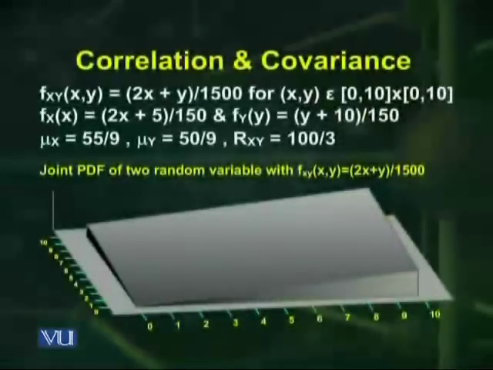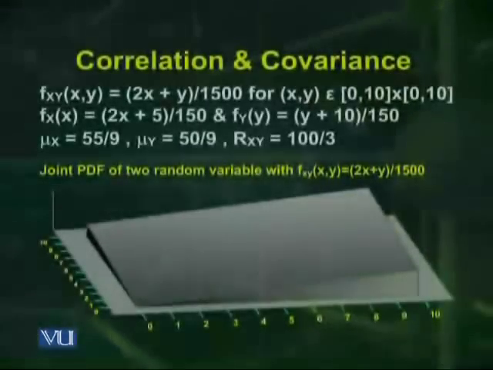Now you can find the correlation of x and y by using the formula that you saw on the previous slide, and when you put the appropriate values of joint PDF and the extent over which the integration needs to be performed and all the other required elements, and simplify the double integration, the correlation between random variables x and y comes out to be 100 over 3.